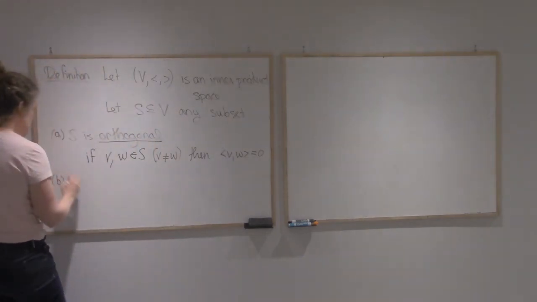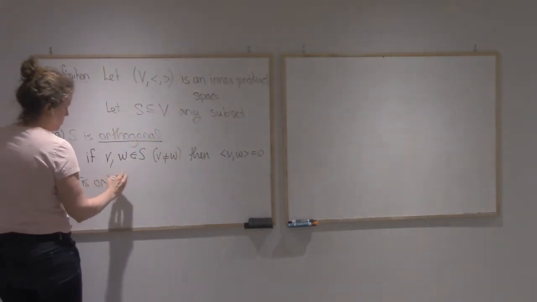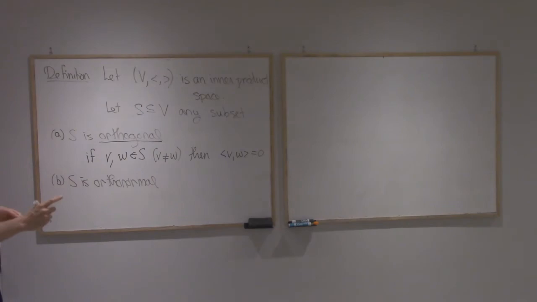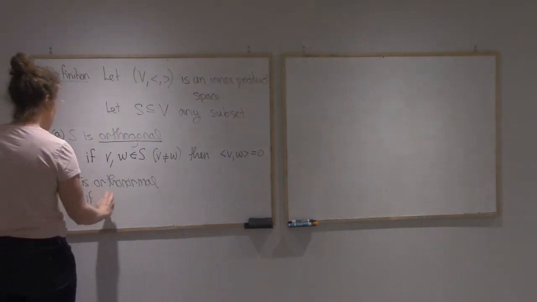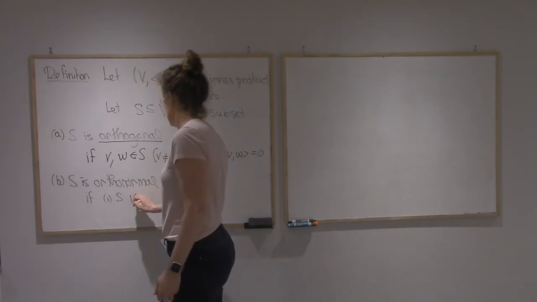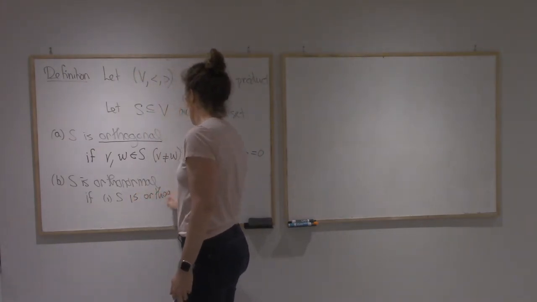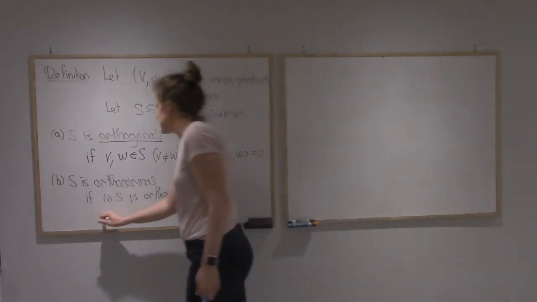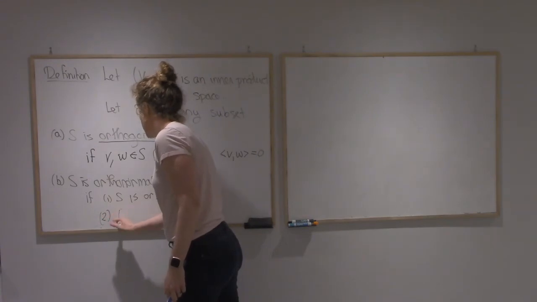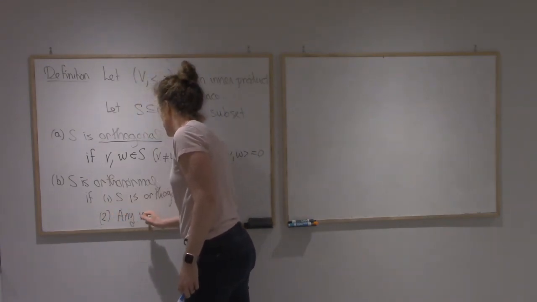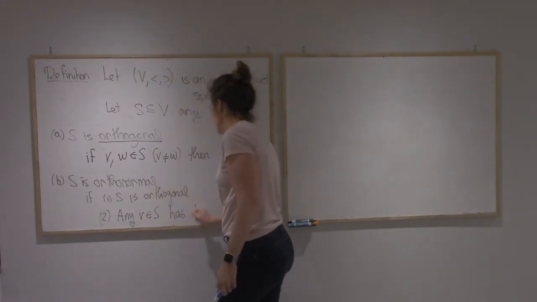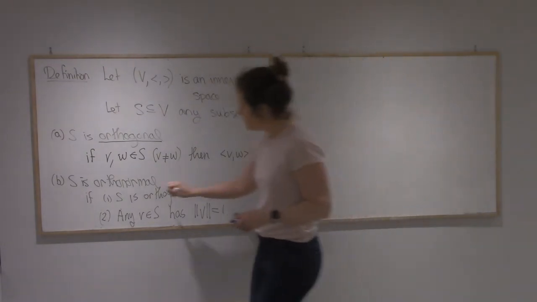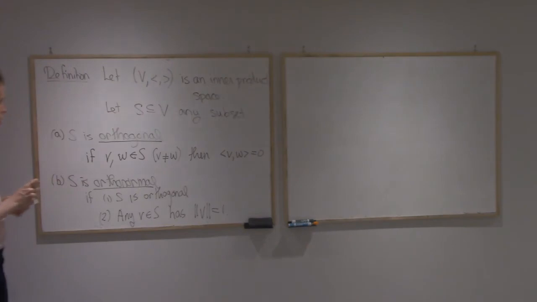And then S is orthonormal if, first, they're orthogonal, so that means all the vectors are perpendicular. And second, any V in S has a length of V equal to 1. So that's even more special, and we're going to call those sets orthonormal.